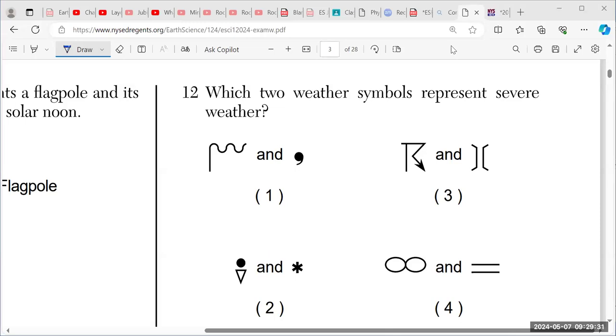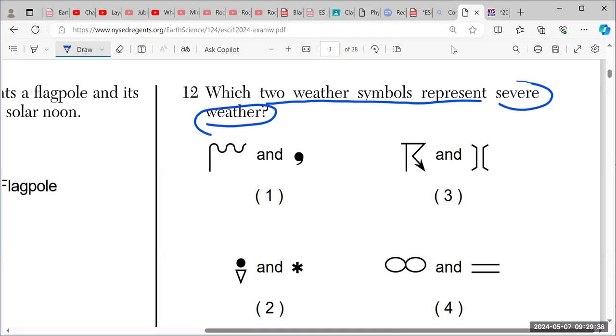Number 12. Number 12 says, which two weather symbols represent severe weather? Severe weather, right? So weather that is nasty, horrible, possibly even dangerous to us humans in society.